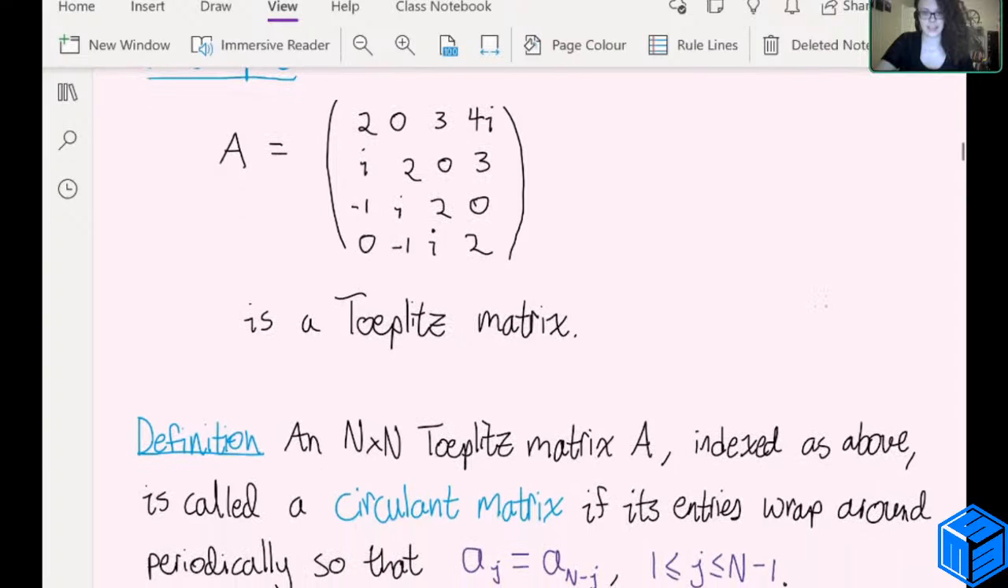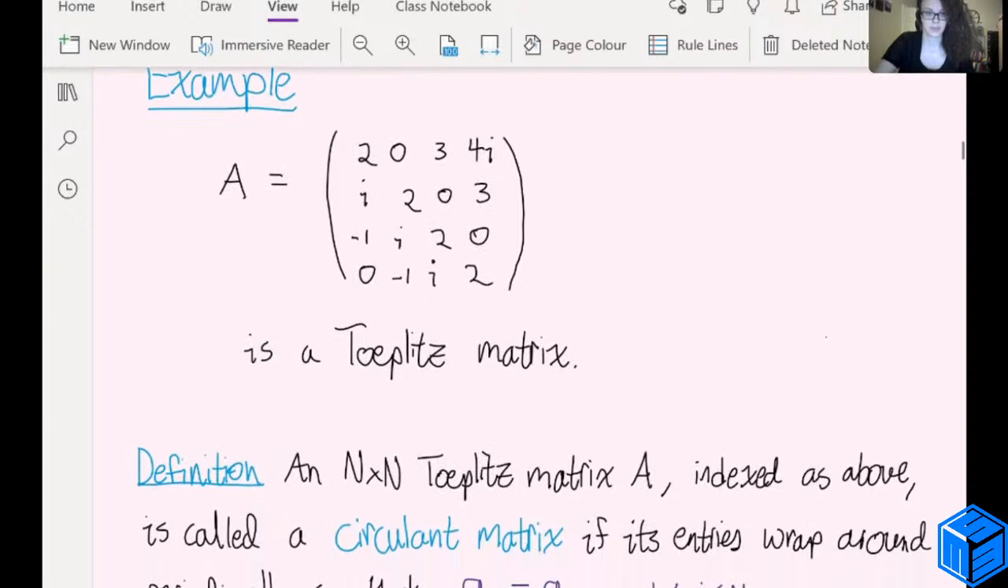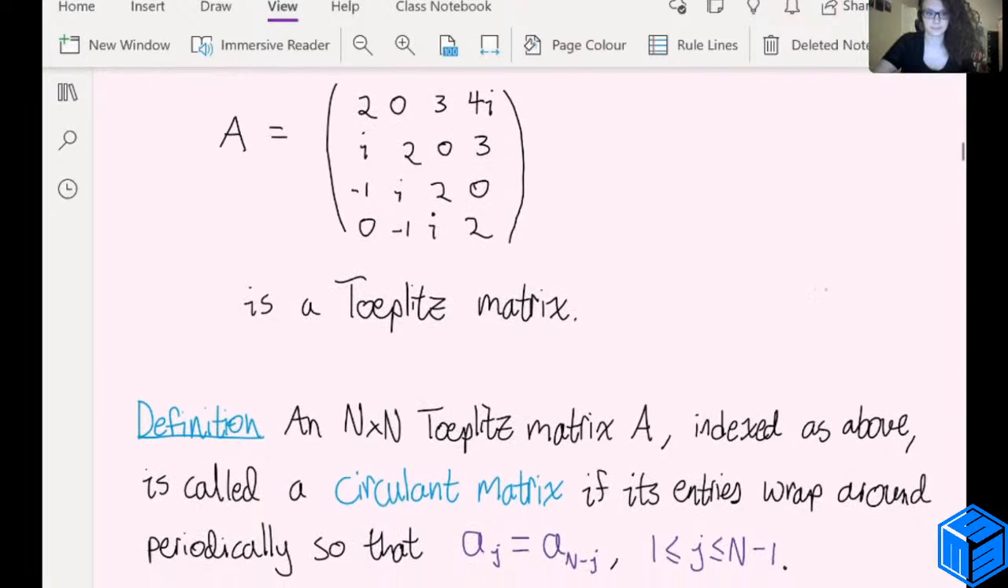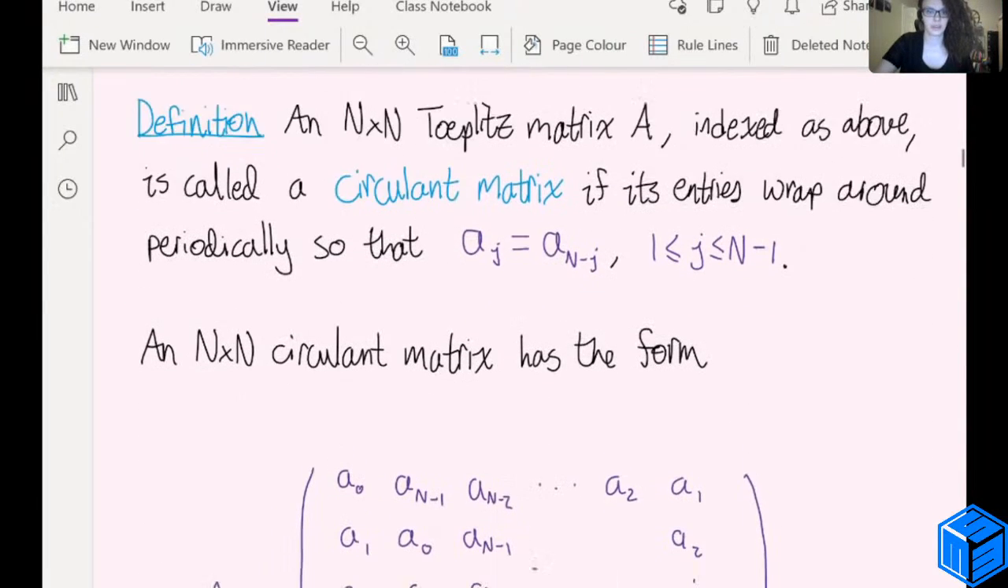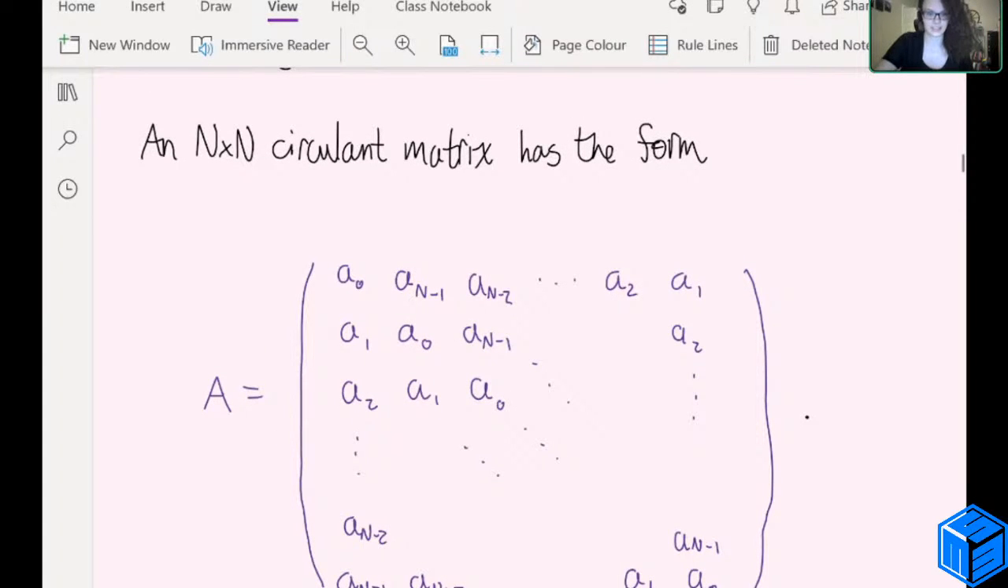So if we have an n by n Toeplitz matrix with this indexing convention with the row minus column thing, and the entries wrap around periodically so that a_j is equal to a_(n-j) for j between 1 and n minus 1 inclusive, then we can call it a circulant matrix. So an n by n circulant matrix has this form.